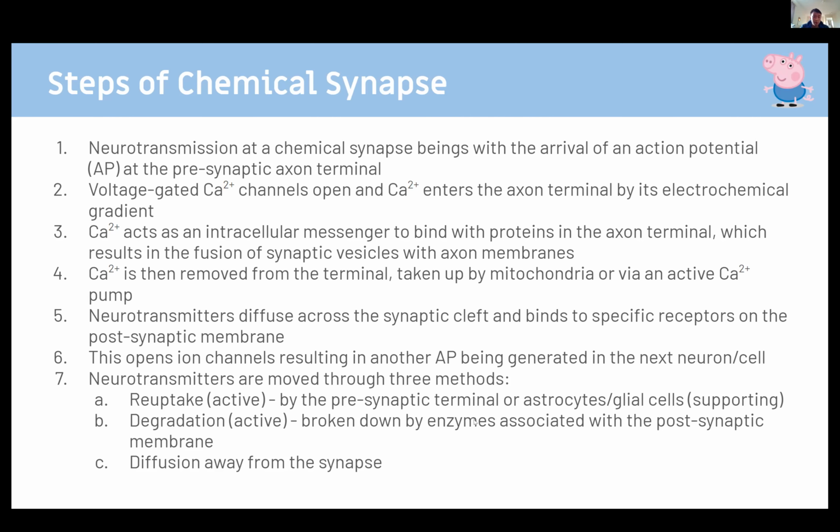Another thing that can happen is degradation. So you have enzymes that are on the postsynaptic membrane, and they will break down the neurotransmitters once they've done their job. And the third option is just simple diffusion. So they can just diffuse away from the synaptic cleft and they won't have any action anymore.